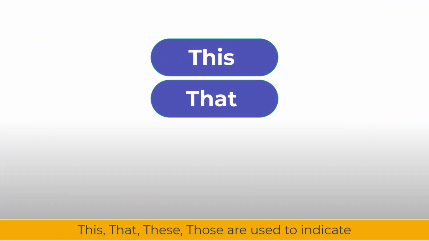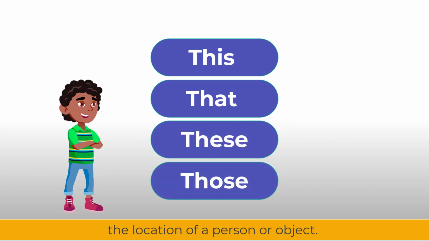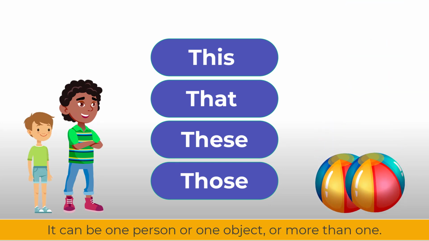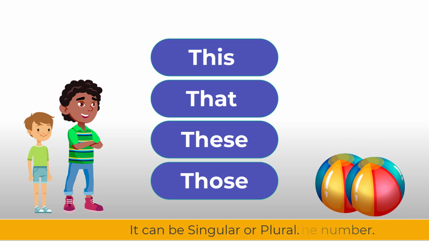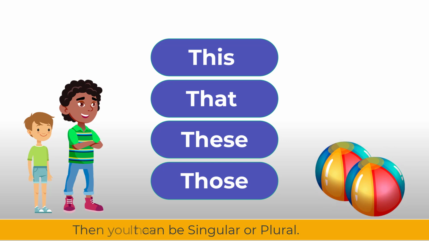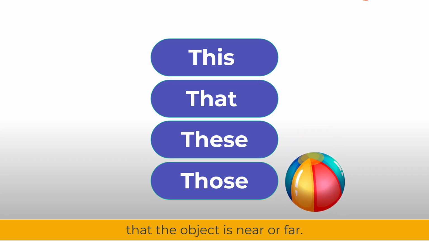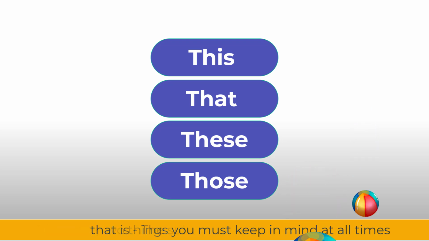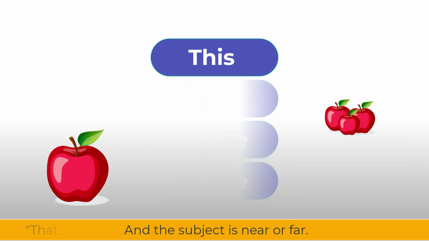This, that, these and those are used to indicate the location of a person or object. It can be one person or one object, or more than one. That means they are used according to the number. It can be singular or plural. Then you have to remember one more thing, that the object is near or far. There are two things you must keep in mind all the time. That is, the subject is singular or plural, and the subject is near or far.